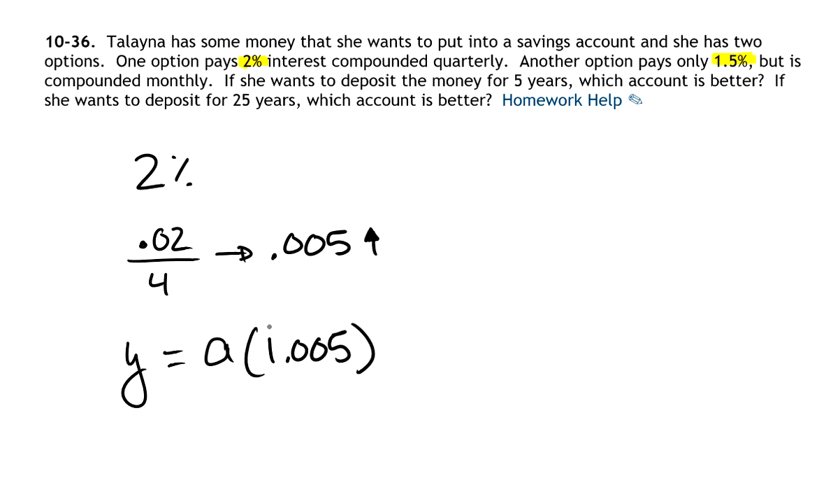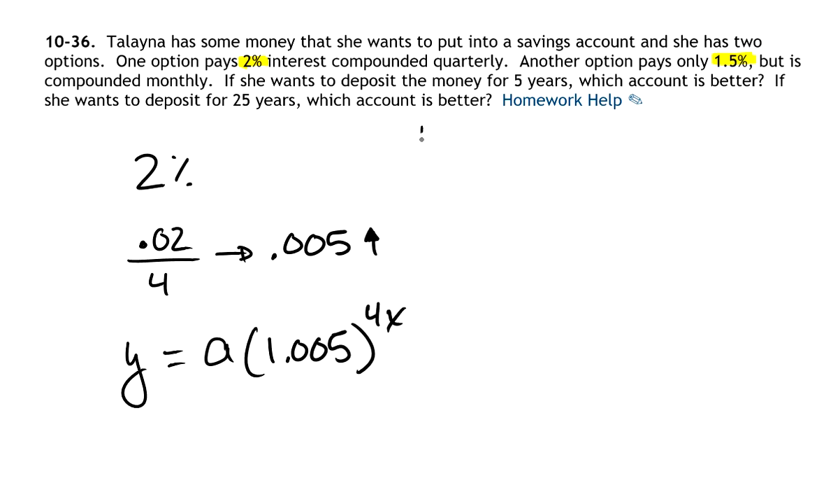And then instead of raising it just to the variable x, I'm going to raise it to 4x. The reason for 4x is, if I plug 1 in there, that represents 1 year, but it's 4 compounding periods. So this exponential equation, y equals a times 1.005 to the 4x power, represents the value of this account for any number of years. So if I put in 1 year, 2 years, 3 years.